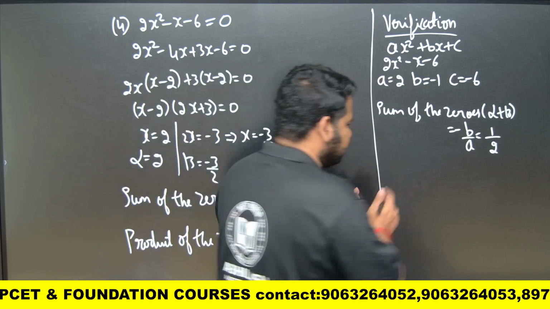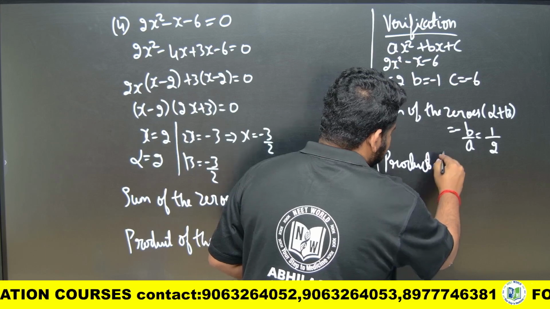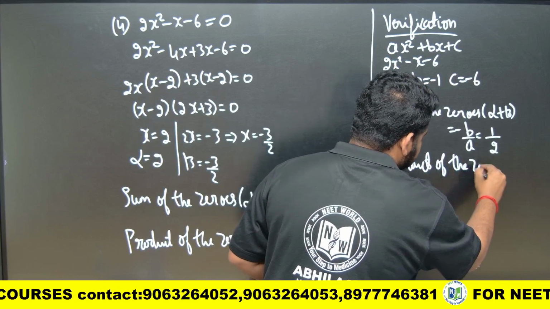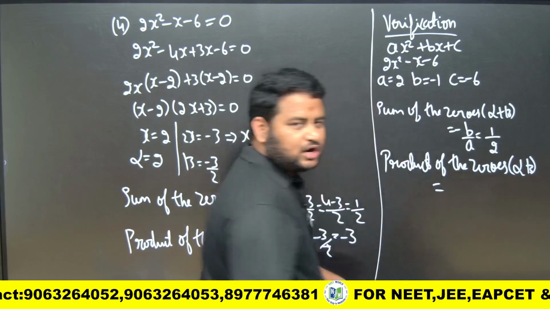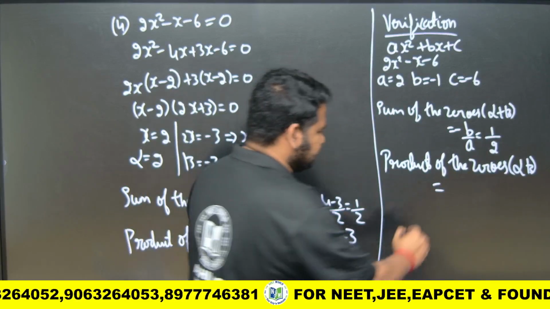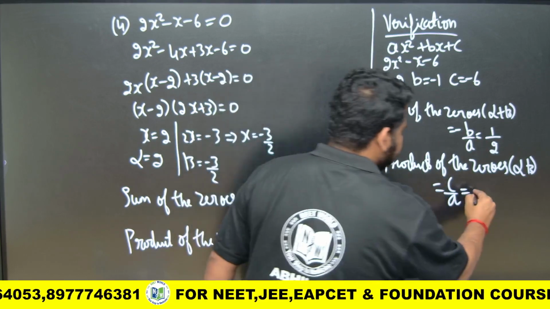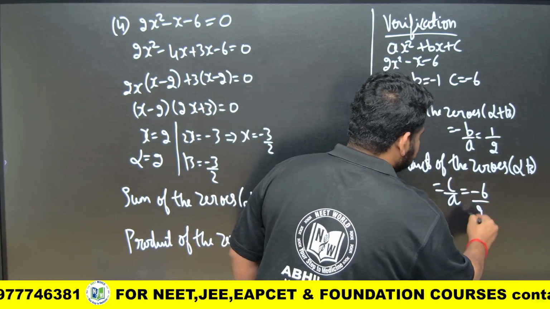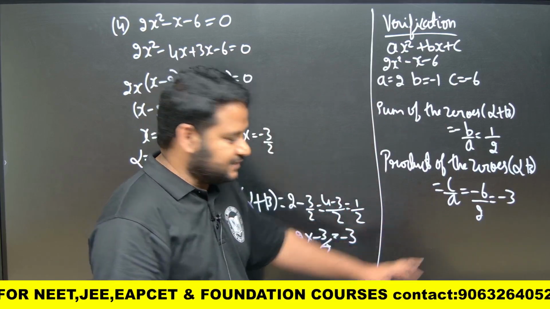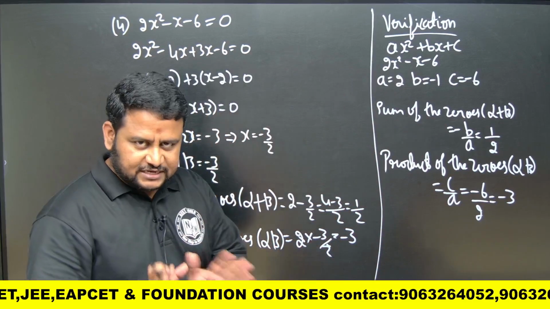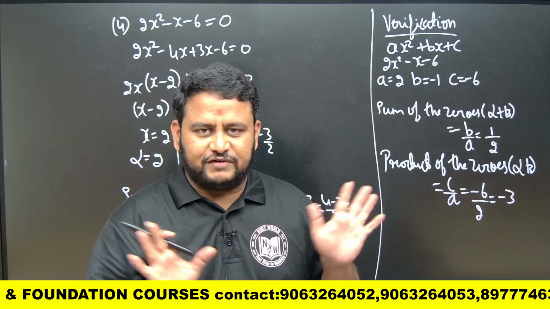Now let us verify the product of the zeros. Please focus. Product of the zeros, alpha into beta, is equal to c/a, right? What is c here? c is -6. What about a? a is 2. So -6/2 is -3. So the product of the zeros by the formula method we got -3, and by the direct method we also got -3. Same values, -3 here and -3 there. So we have verified it completely.